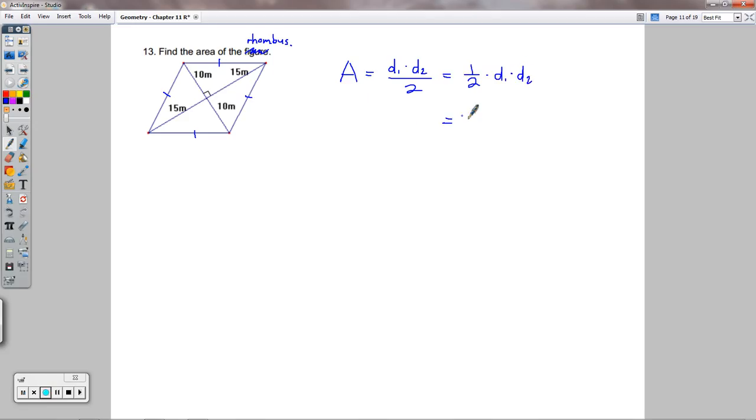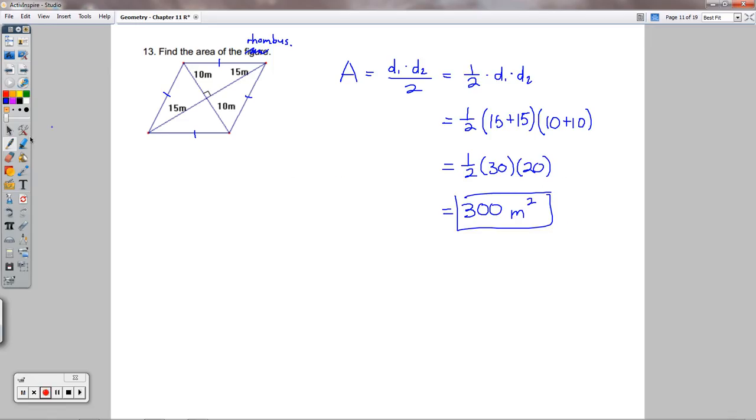So that would be 1/2, and d1 would be 15 plus 15. That would be 30. So I'm going to write that in though. And then d2 would be 10 plus 10. So that's 1/2 of 30 times 20. And then 30 times 20, that's 600. Half of the 600 would be 300. So this one would be 300 meters squared.